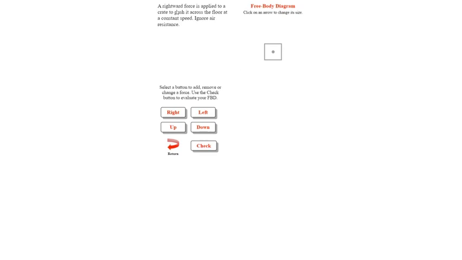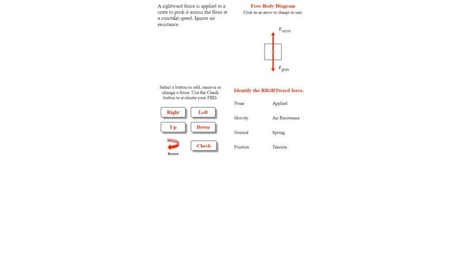Okay, let's go ahead and just grab another one randomly here. A rightward force is applied to a crate to push it across the floor at a constant speed. Ignore air resistance. Okay, so I've got a constant speed, all right? First, though, let's take care of gravity. We know we've got gravity. We also know that we've got the up force, which is the normal force. Now, I'm traveling at a constant speed. That means that the right and the left have to be balanced.